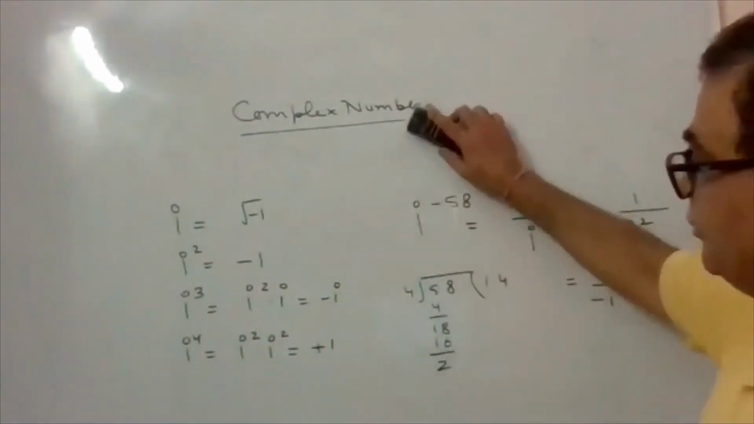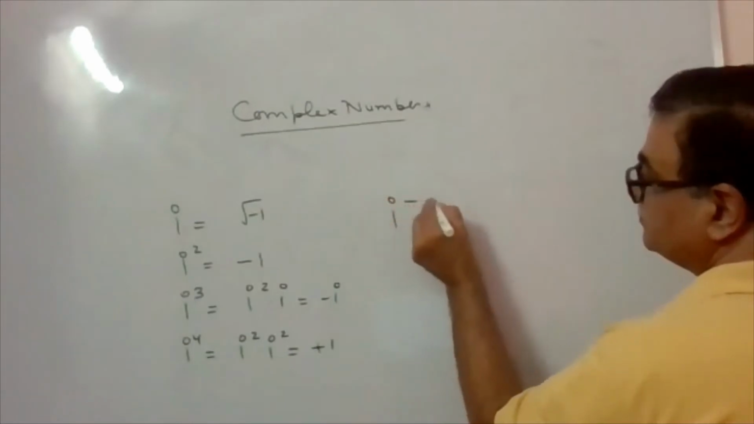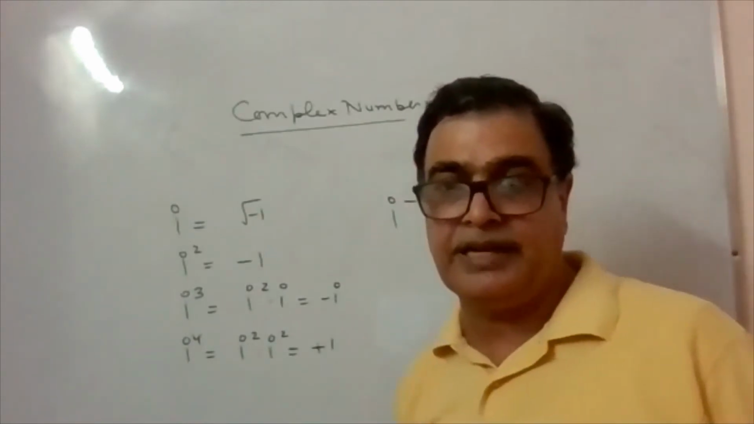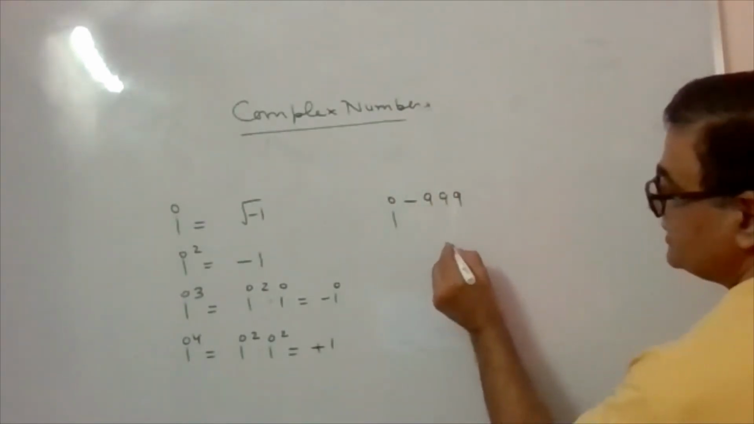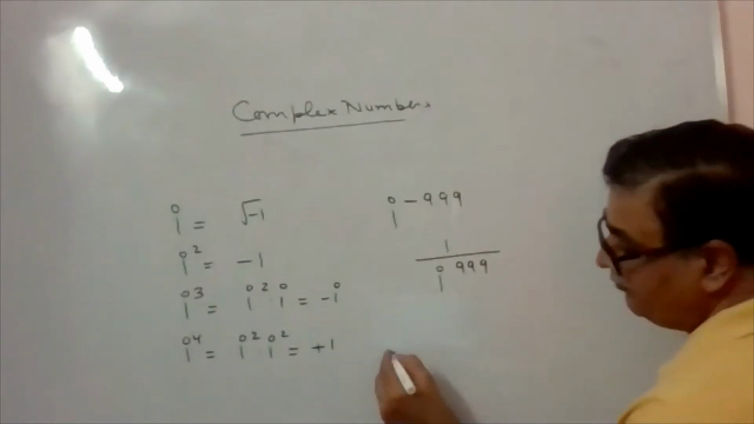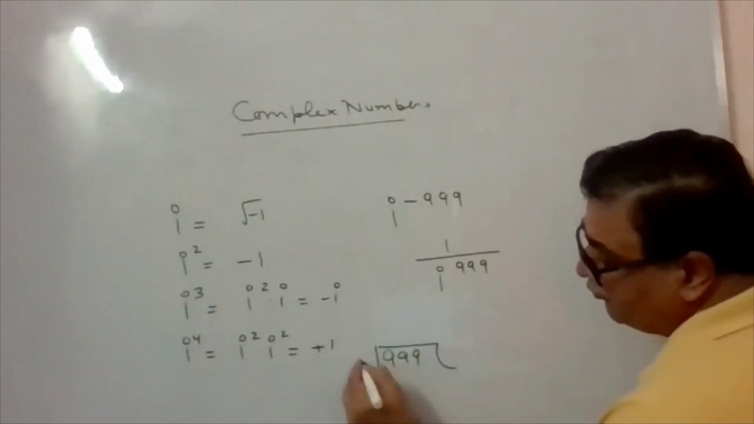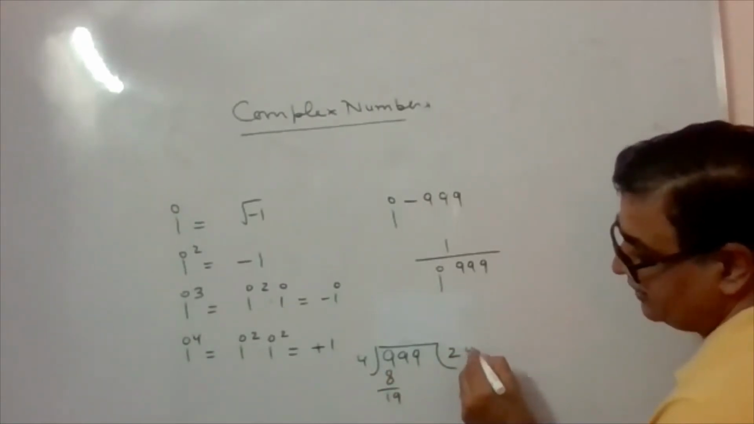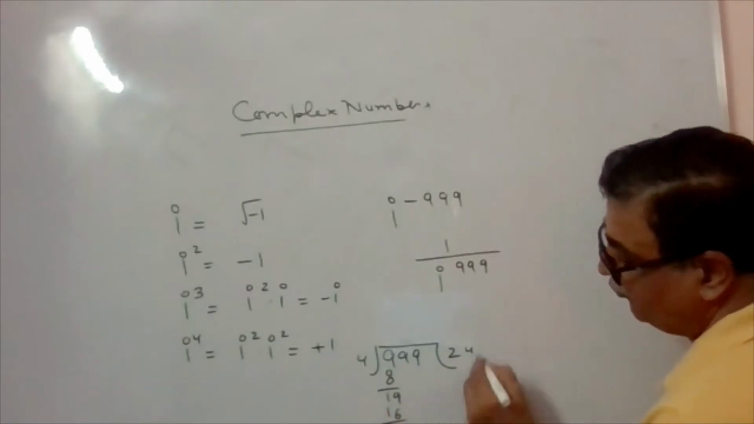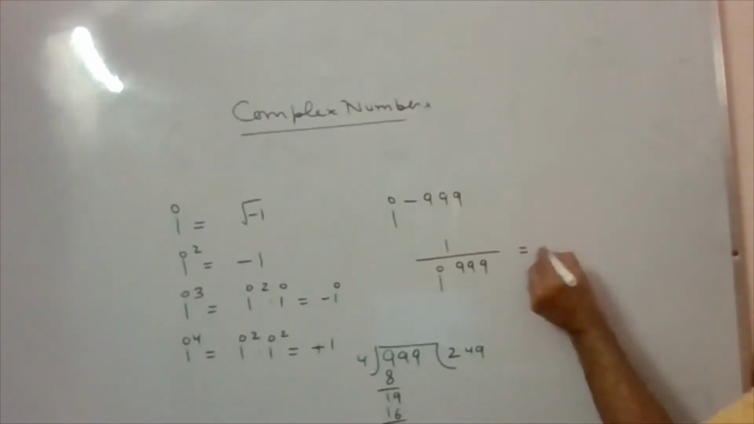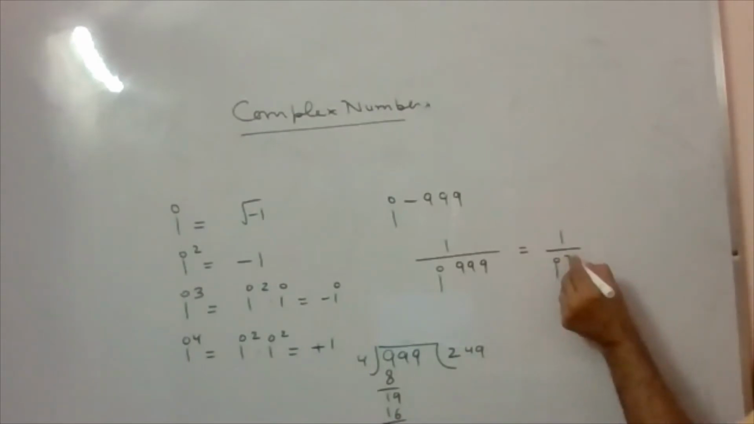Same way, one more question, write it down please. Iota power minus 999. When I say iota power minus 999, first thing, I'll write 1 by iota power 999. Then we will take 999 divided by 4. 4 twos are 8, left is 1, 19. 4 fours are 16, left is 3, 9. 4 nines are 36, left is 3. So remainder is 3, so I'll write 1 by iota cube.